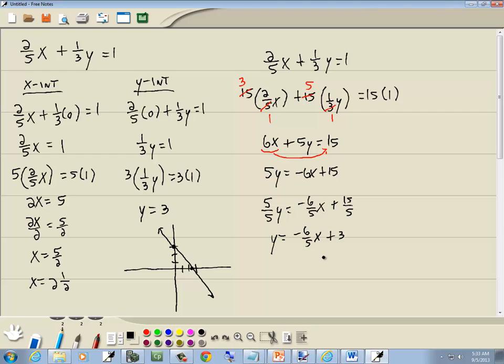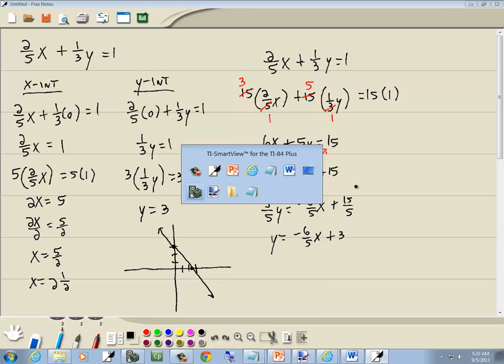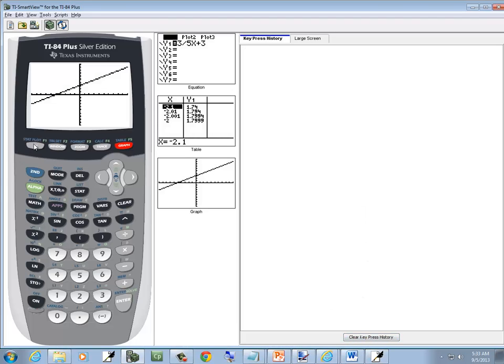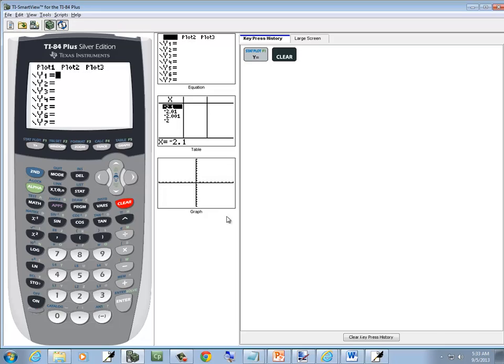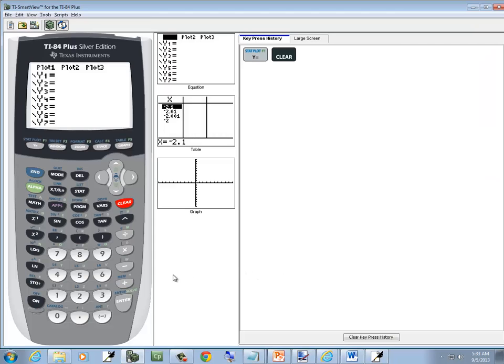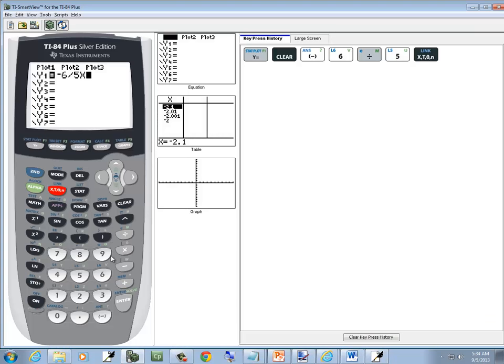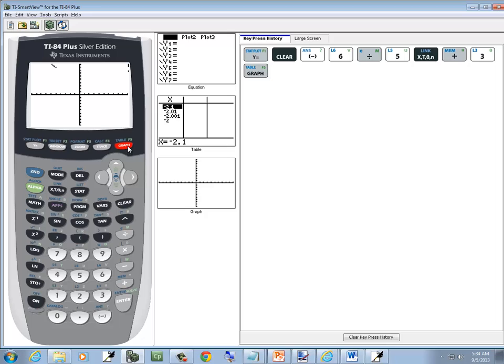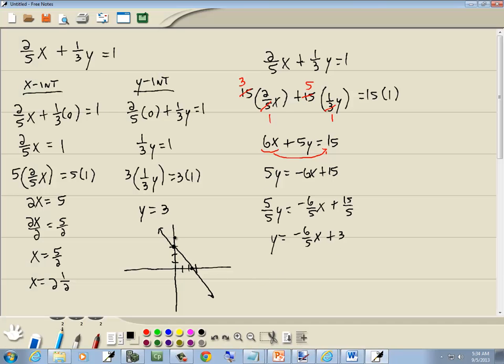And since we've solved for y, we can now graph it on our calculator. So I'm going to go to Y equals, press clear. This negative, this little dash here, is at the very beginning of our problem, so that's a negative. So I do negative 6 divided by 5 x plus 3. And then graph. And we'd sketch that down, and that's the same graph we got here.